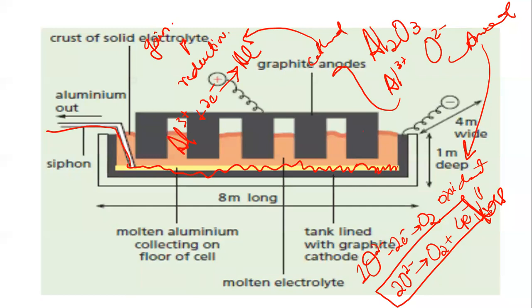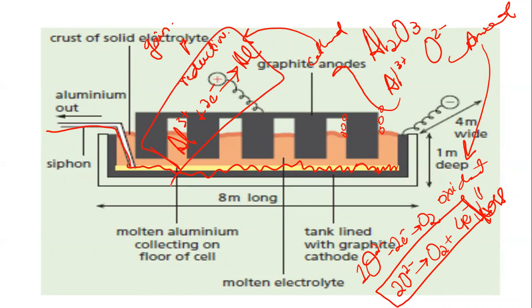So the oxygen is going to be seen in the form of bubbles because it's a gas. So you'll see the oxygen bubbling around the anode. You will see the aluminium collecting at the bottom at the cathode, and this is the half equation for the cathode, and this is the half equation for the anode.